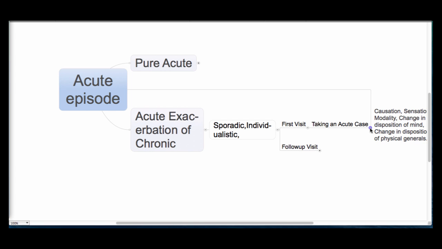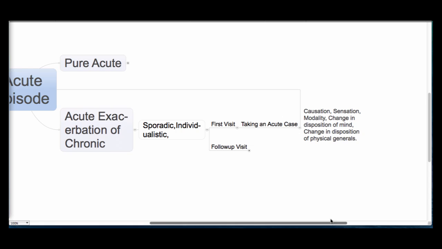So basically my acute case would consider 5 different things. One is the causation: what has happened in the last few days just before the episode, what has triggered this. It could be a physical cause, it could be a mental emotional cause. Most of the time, a mental emotional cause has triggered the problem, and it's wonderful to actually find that peculiar remedy. I'll look at the exact sensation, which is very clear and very peculiar. I'll look at the modalities, the aggravations, then the ameliorations.